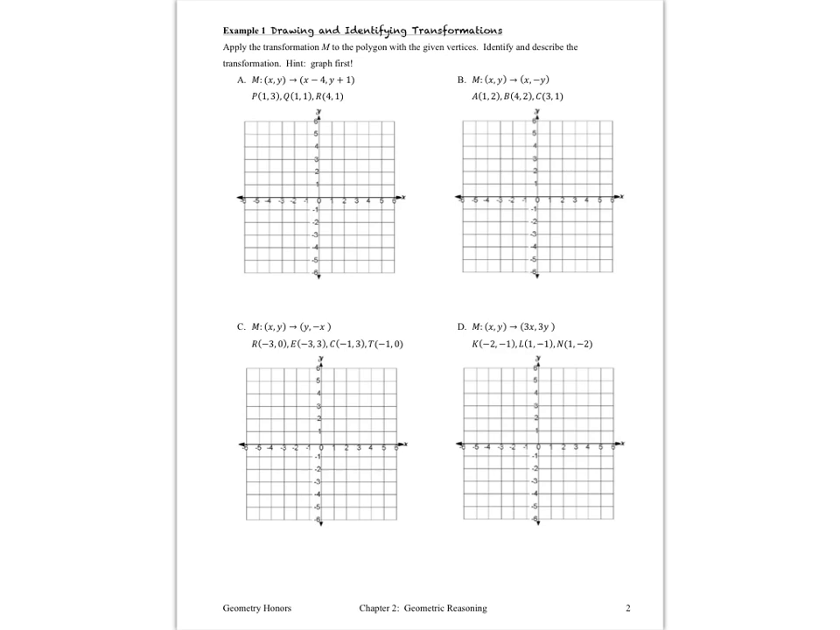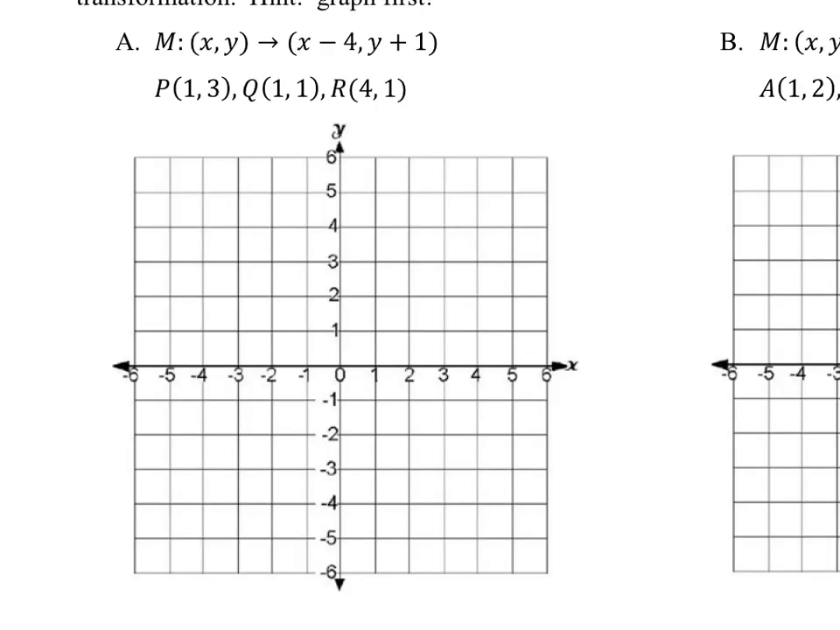So let's start with question A. We see the mapping statement has x minus 4 for the new x coordinate and y plus 1 for the new y coordinate. That mapping statement tells us that we're going to be translating our pre-image to come up with the image.